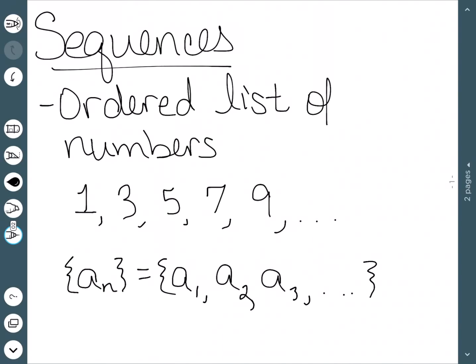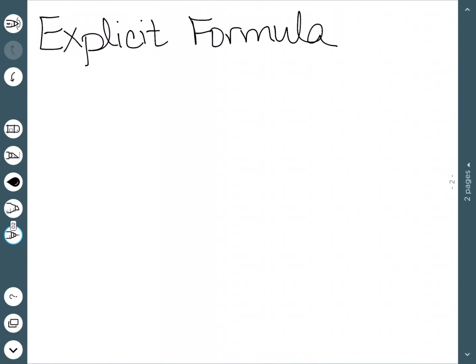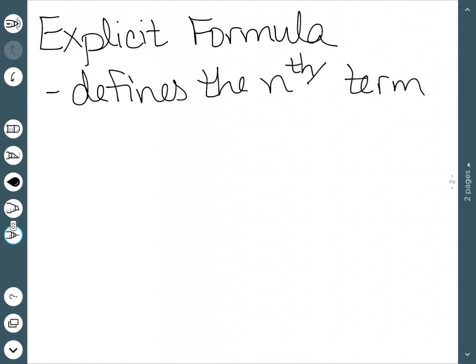In general, we denote them like this. We use braces, and we write a sub n, and then that's equal to our actual list of numbers. There are lots of ways to actually define this properly, so let's talk about a few of these definitions. The first way we're going to define things is with an explicit formula. And an explicit formula is a formula that defines the nth term.